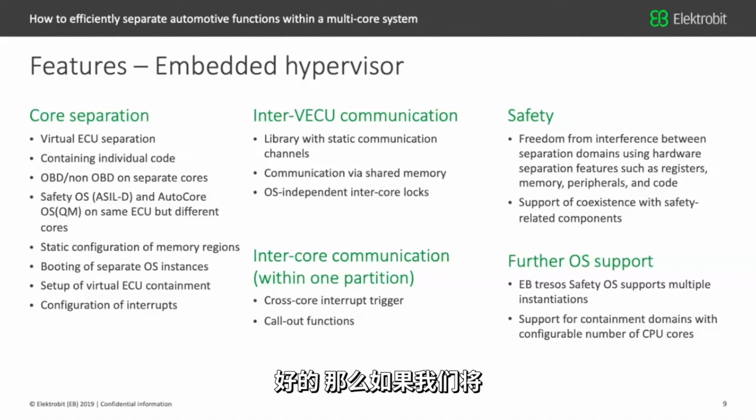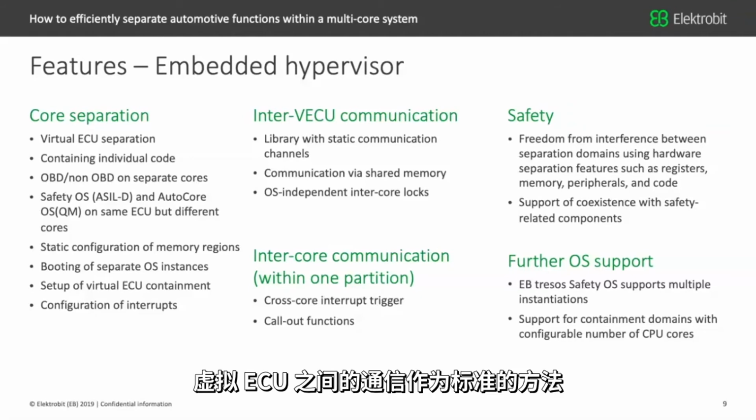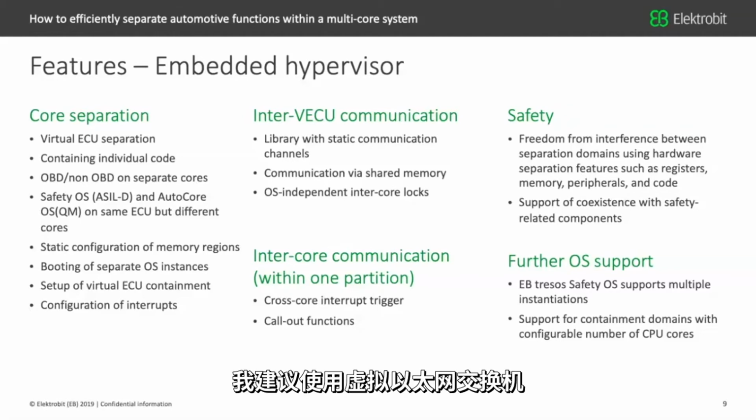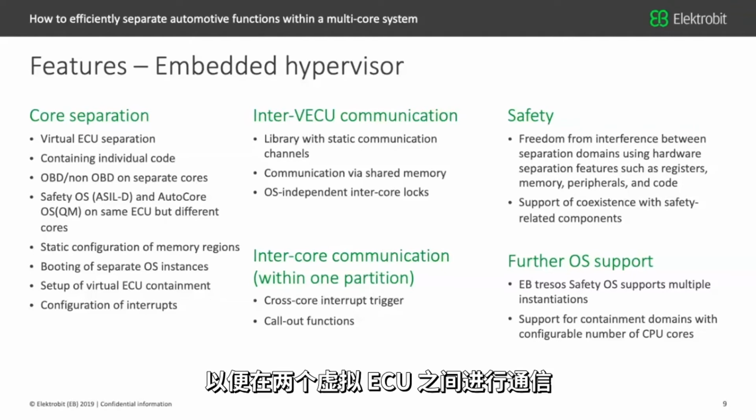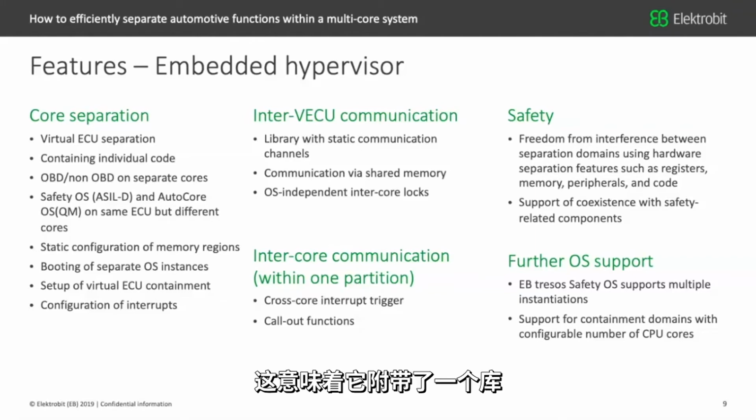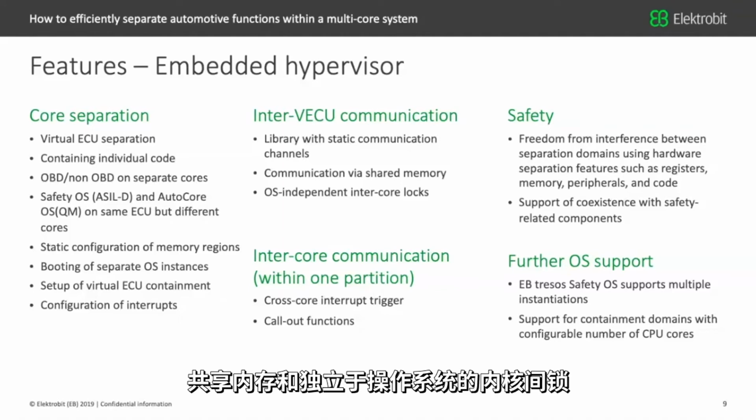Okay, then if we look at the inter-virtual ECU communication, as the standard approach I would recommend using the virtual Ethernet switch, but the embedded hypervisor also provides the possibility to implement a project-specific way to communicate between both virtual ECUs. It comes with a library to implement static communication channels through shared memory.